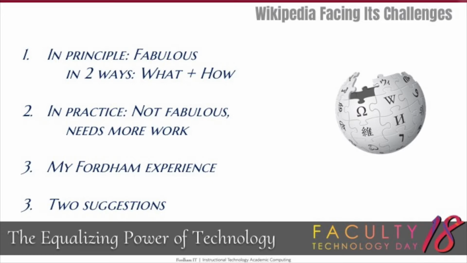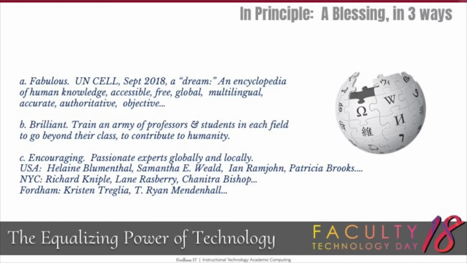For my part, let me skip over much of this because we want to save time for discussion. I would say, in principle, Wikipedia is fabulous. The concept of having free, universal knowledge across nations, multilingual, very much fits into the Jesuit tradition that we talk about, even if we don't always do it. In practice, I think that Wikipedia needs more work, as we'll look at. The third thing is my own Fordham experience. I'm glad Carla's on the panel because my experience has been mixed. No reflection on Samantha or others at Wikipedia, but I had a really miserable experience with Wikipedia. And the fourth is 2 suggestions I have.